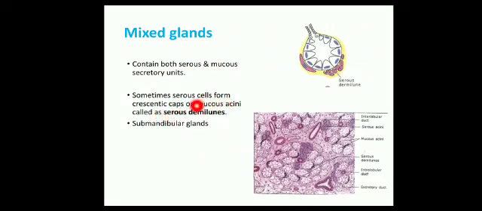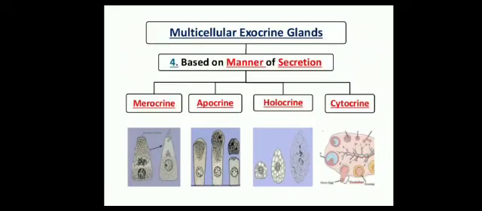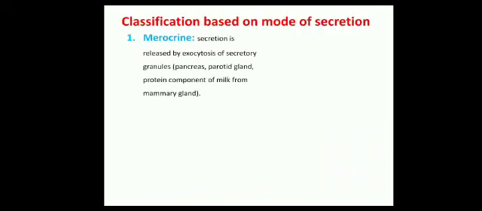Sometimes serous cells form crescent-shaped caps, which are known as serous demilunes. For example, the submandibular gland is a mixed gland. This is a very important classification, which is the classification based on manner of secretions. For example, merocrine glands, apocrine glands, holocrine glands, and cytocrine glands.